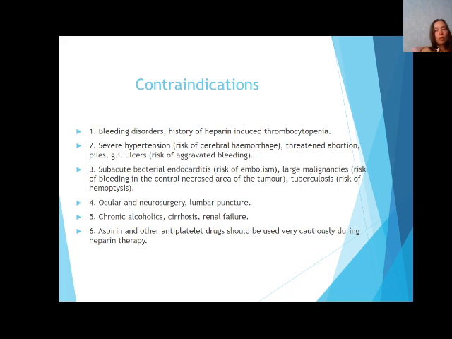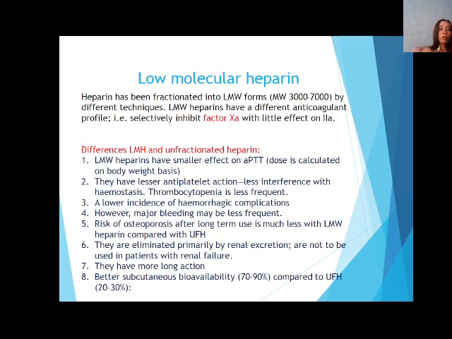Contraindications: bleeding disorders, thrombocytopenia, severe hypertension, endocarditis. Large malignancies carry a risk of bleeding because of bleeding in the central necrosed area of the tumor. Tuberculosis, because of risk of hemoptysis. Ocular surgery and neurosurgery, lumbar puncture, chronic alcoholic cirrhosis, renal failure, and with aspirin we shouldn't give heparin.